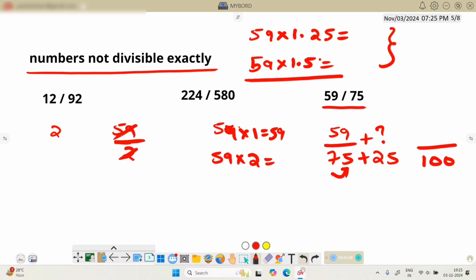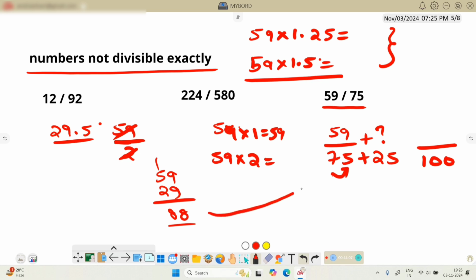So if you have 59, you will get 2 twos are 4 and 2 nines are 18.5. So 29.5 you will get. So if you add 59 and 29, you will get the answer 88. So see here, the 75 and 88, that is a very big number, right? 88 is a bigger number. If you take 1.5 also, it is getting a bigger number. So you just take 1 by 4th of 59. Okay, 59 by 4 you take. So 4 ones are 4, 4 threes are 12. Okay, so this is enough.